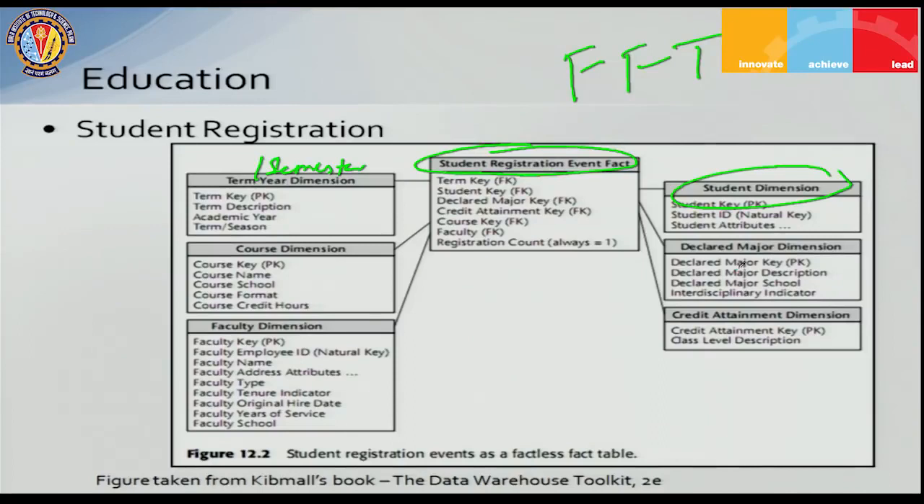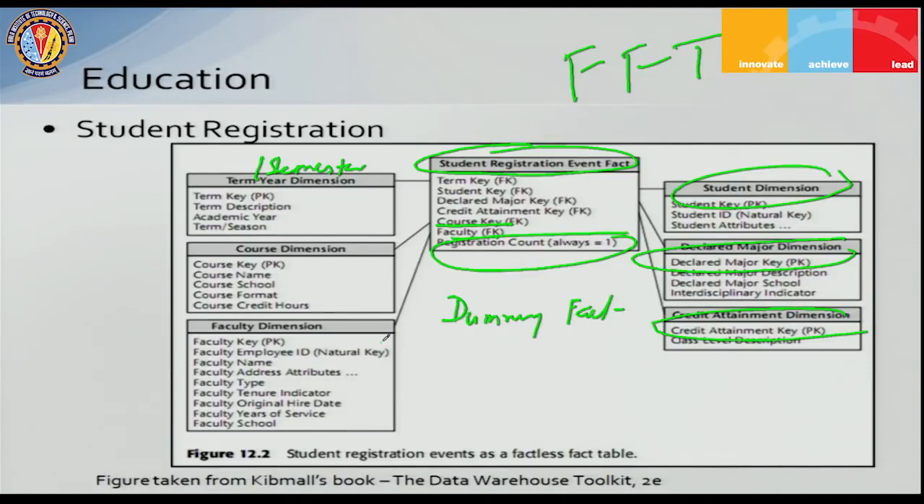Then there is a declared major dimension, so which major he belongs to. Then credit attainment key, so how many credits he has attained so far. Then there is a course key, which course he is registering with which faculty. And then you can see here at the bottom there is this dummy fact, which is just to increase the readability of SQL, nothing else.